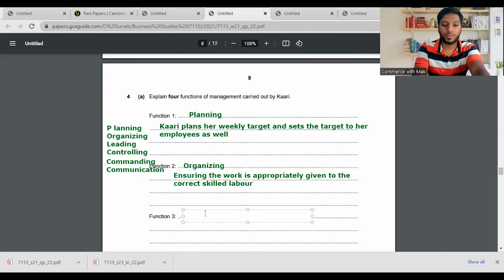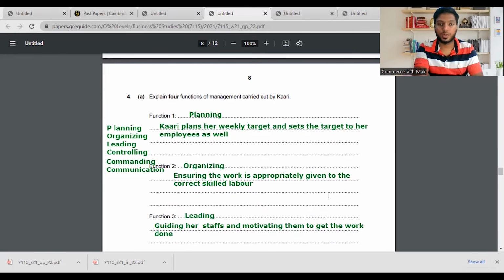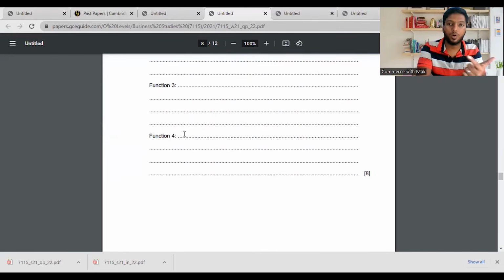Third, leading. So we can write leading here. Guiding her 3 staff and motivating them. So motivating them to get the work done can also be another reason which we can say. And the fourth thing, as I'm going a bit down, I'll erase this entire thing. So we'll write the fourth thing: planning, organizing, leading, controlling. Controlling is the fourth thing which we are going to write for the function.